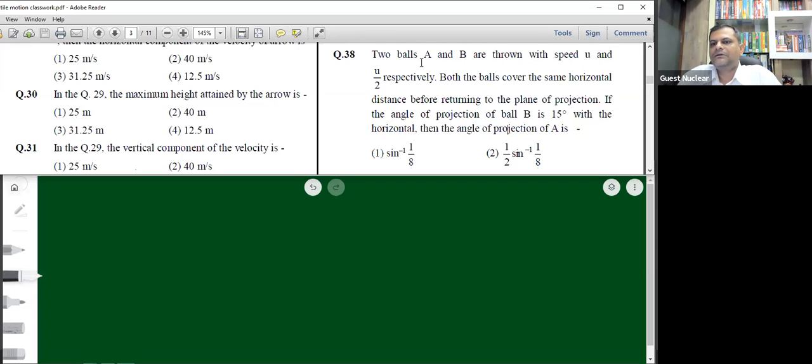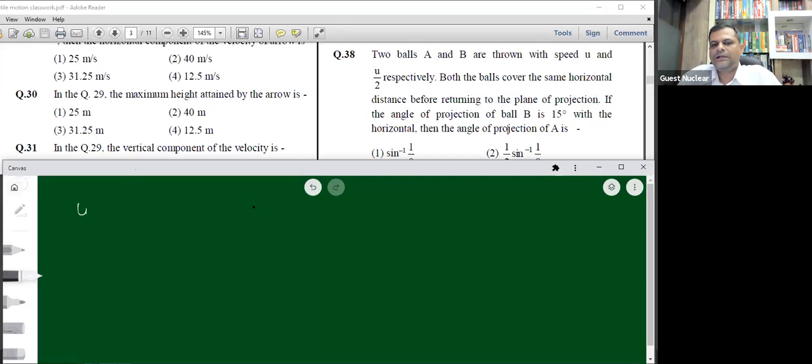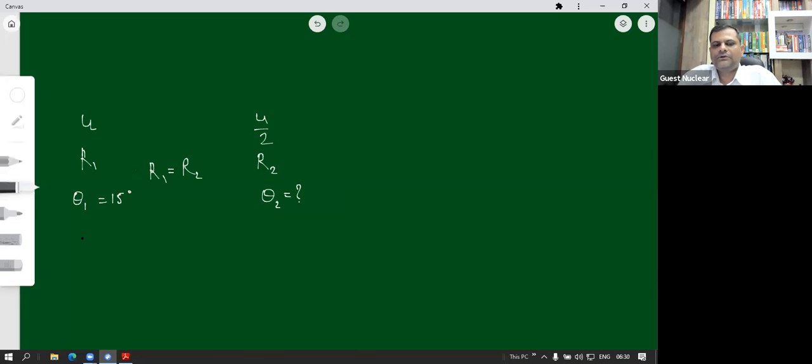See, initial speed of this first ball is given to be u and second ball is given to be u by 2, and range is same, so that means r1 is the range of this first ball, r2 is the range of second ball, and it is given that r1 equal to r2, no doubt. And theta 1 of this first ball is given to be 15 degree and theta 2 of the second ball is to be found out. So we can just do it by the formula for range, which we already have. What is the formula for range here?